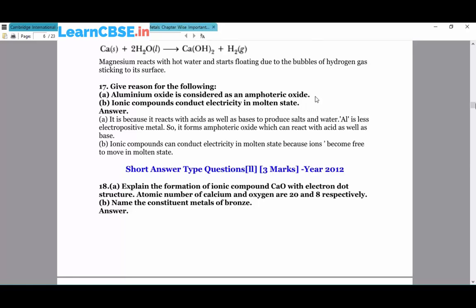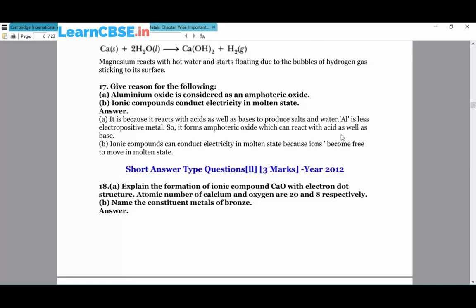So amphoteric oxide is nothing but an oxide that can react with the acids as well as the bases to produce the salt and the water. Aluminium is a less electropositive metal, so it forms the amphoteric oxide which can react with the acid as well as the base.